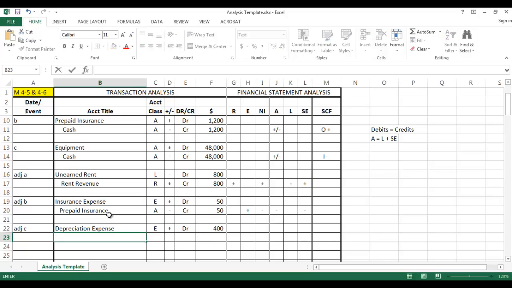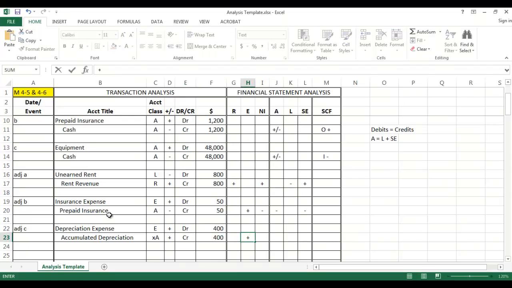My credit, remember, is not directly to that equipment account. It's to the accumulated depreciation account, which is a contra asset. So we're increasing that with a credit by the same amount.